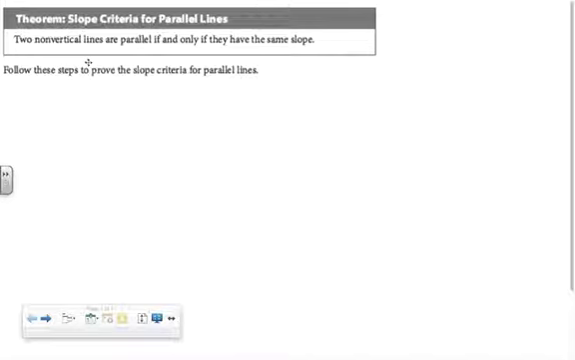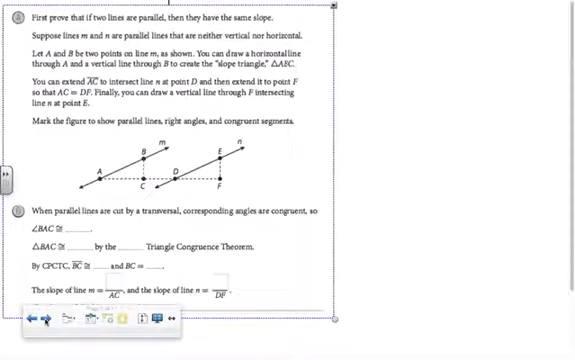And what we're doing in this lesson is proving some of these properties that we were just taking at face value before, but now we have a little more geometry under our belts and we're able to prove these properties. So here we're proving that if two lines are parallel, then they have the same slope.